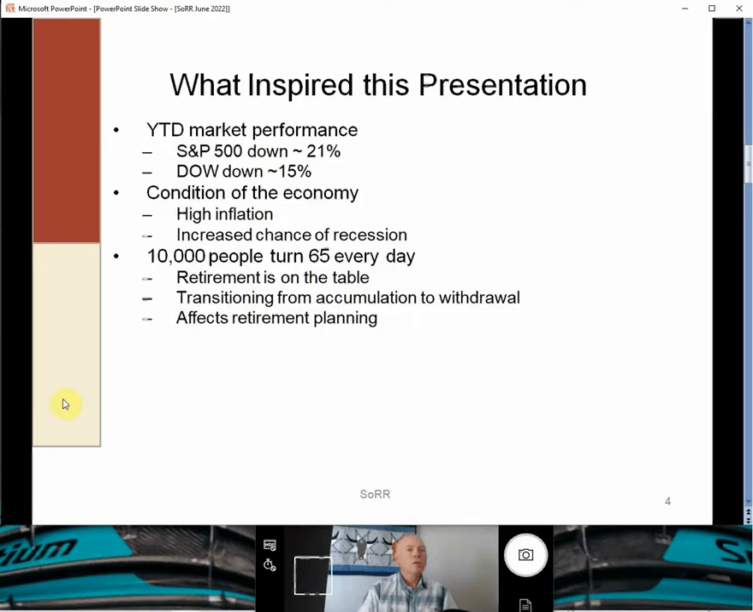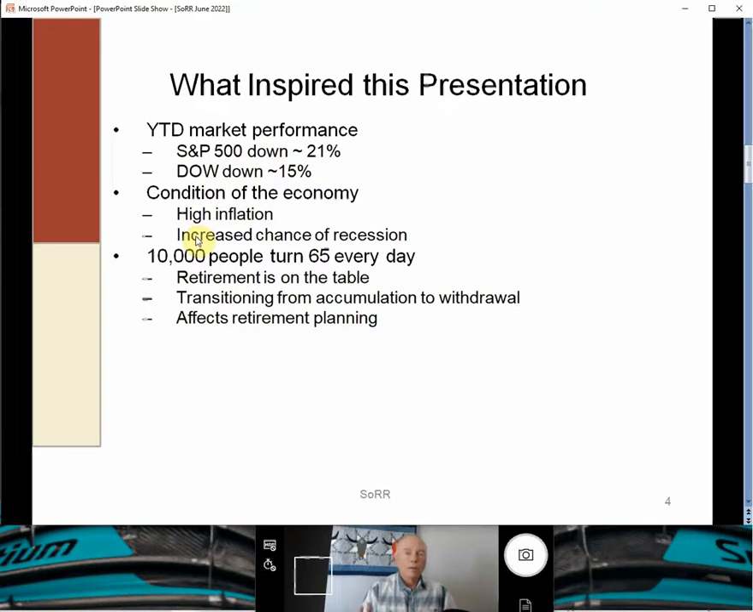Let's get going. So let's get to what inspired this presentation. Well, I think just general events or circumstances around the markets and the economy got me to thinking. So what I mean by that is the year-to-date market performance. This is mid-July 2022, by the way. So the S&P 500 is down about 21%, which puts it in bear territory. The Nasdaq is down roughly 15%, which is correction territory. And of course, you're all too familiar with the condition of the economy. High inflation, increased chance of recession, pretty much sucks at this point in time.